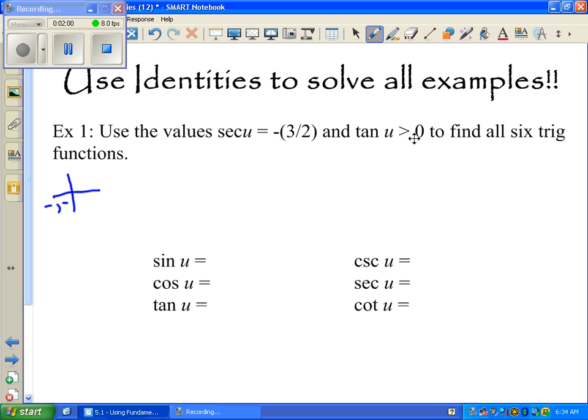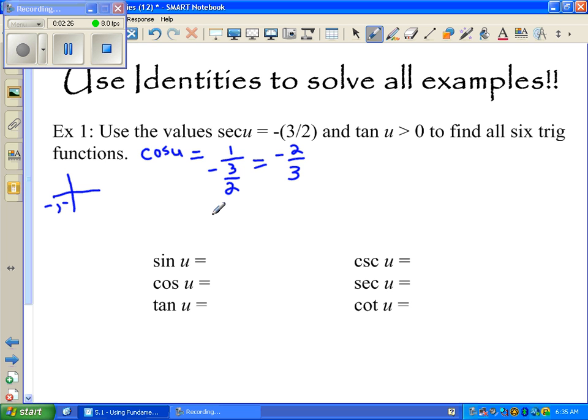tangent positive. First identity that we're going to use is a reciprocal identity, and the cosine is equal to 1 over secant. So 1 over -3/2, and that's going to give me -2/3 for my cosine.